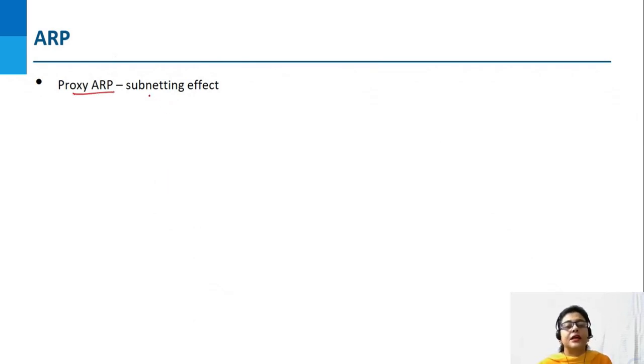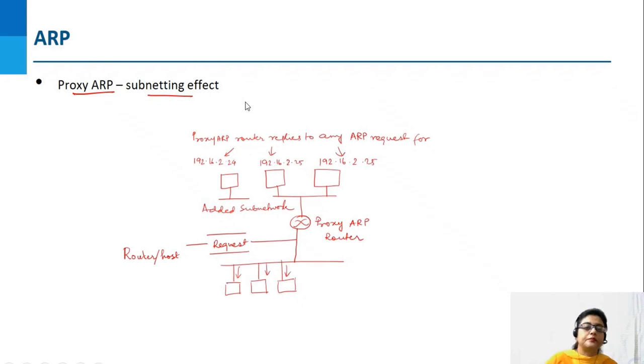It gives us a subnetting effect. We have already learned about the subnetting effect in a previous video. Let's see how it is done. Let's say we have a router or a host sending an ARP request. It goes to the proxy ARP router. Basically it is received by all the devices, but if the proxy ARP router finds that it is a physical address of any one of the devices to which it is connected that is wanted, then it will accept it and reply.